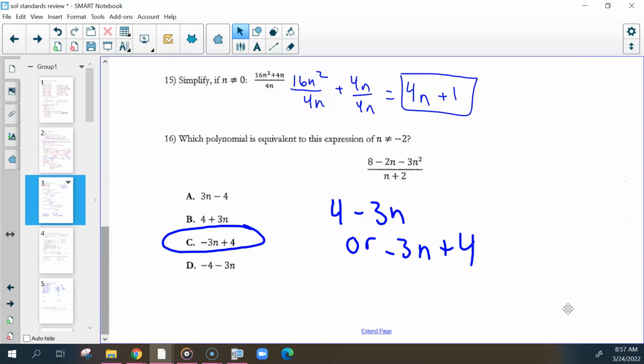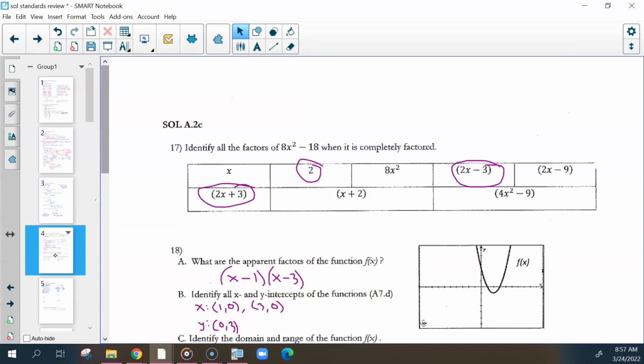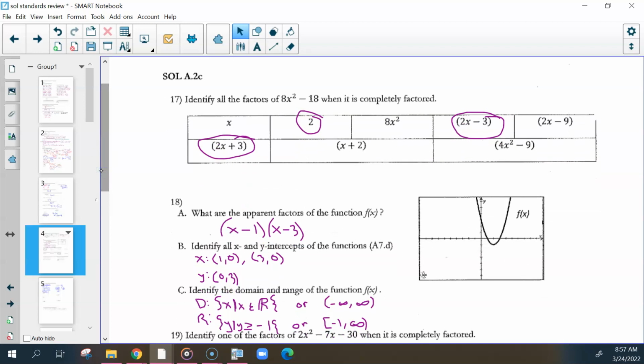And then the next one, again, these are things that we're going to talk about in the next unit, but here are the answers. All of the factors for 8x squared minus 18 are these three: 2x minus 3, 2x minus 3.